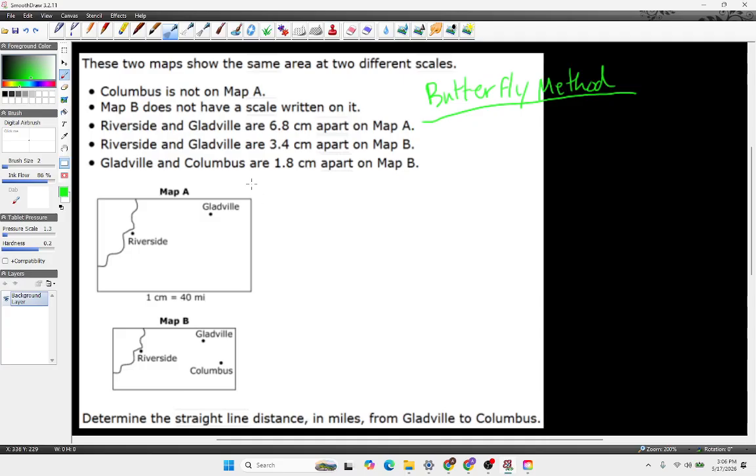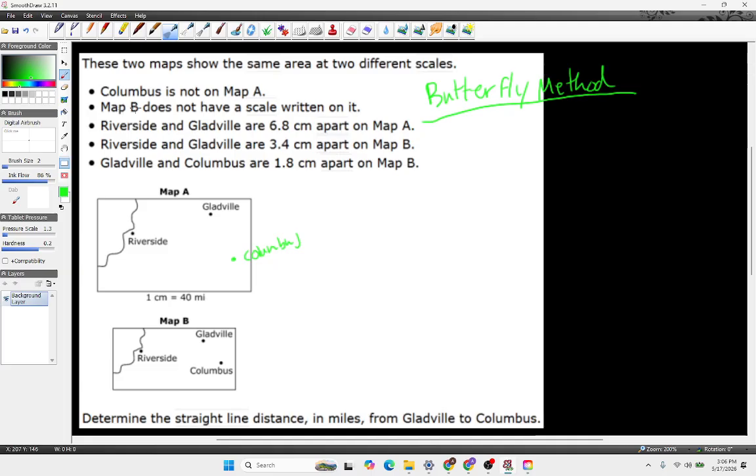Okay, these two maps show the same area at two different scales. Columbus is not on map A. Here I see Columbus on map B. It's not on map A. It looks like it would probably be somewhere over here if it was shown.